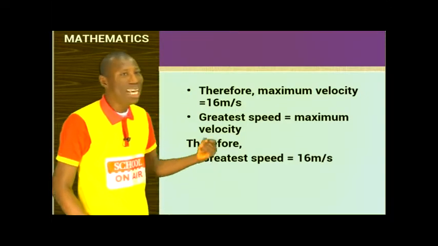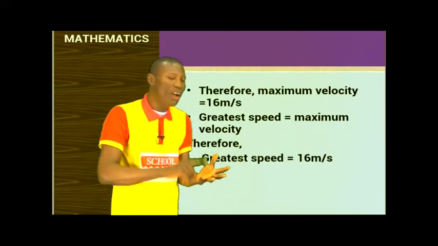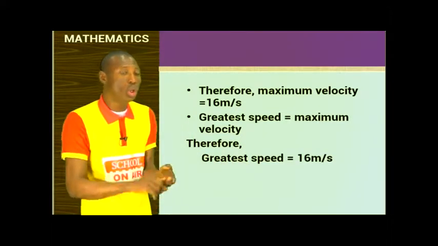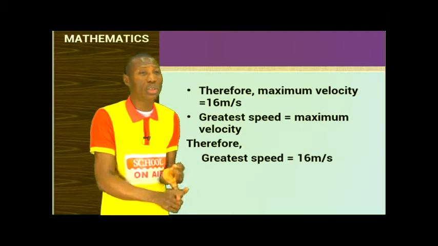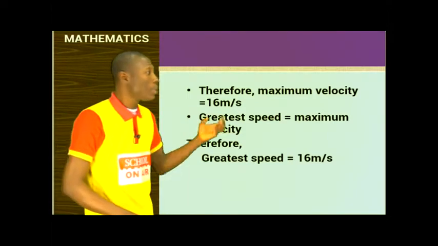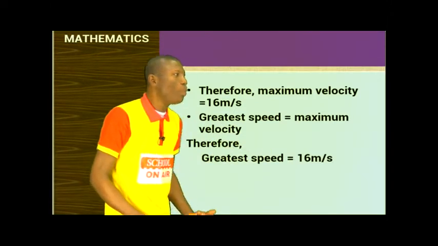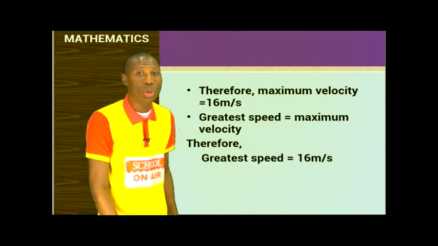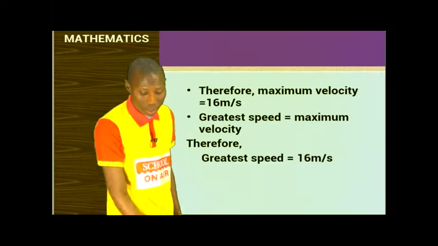Then they ask about the greatest speed. Speed and velocity can be used interchangeably, though velocity is a vector quantity while speed is a scalar quantity. Greatest speed is equal to maximum velocity. Therefore the greatest speed is equal to 60 meters per second.